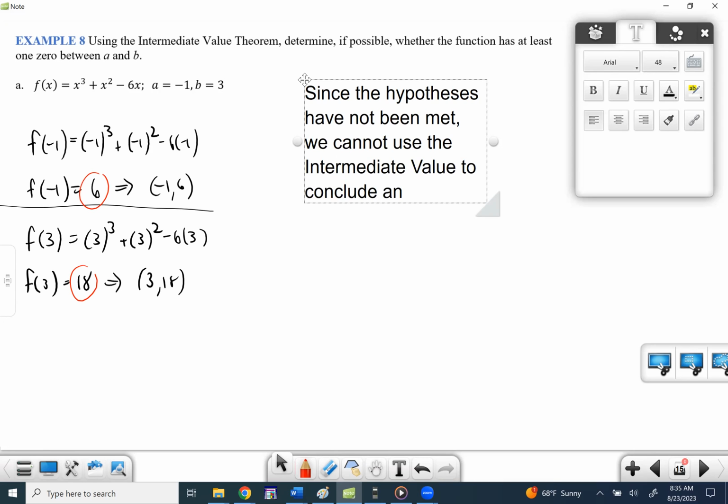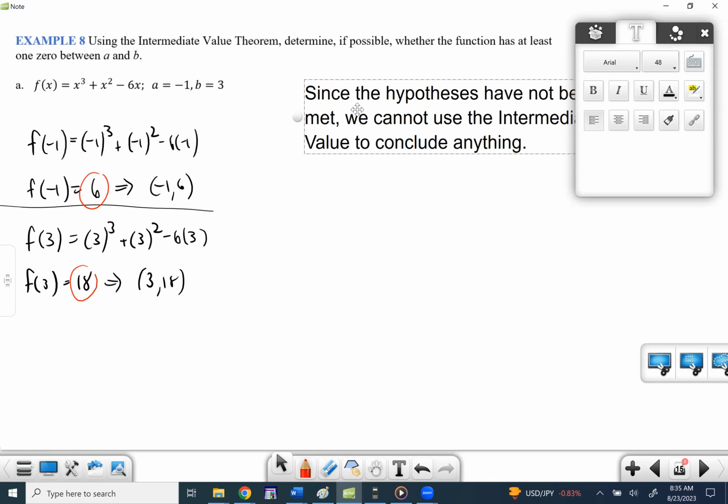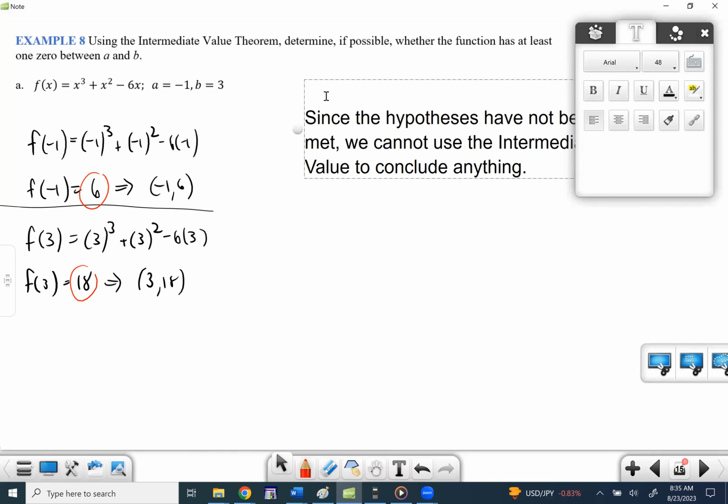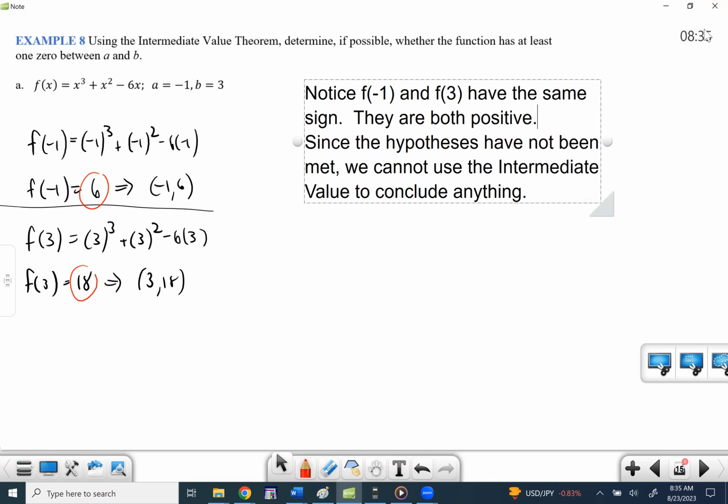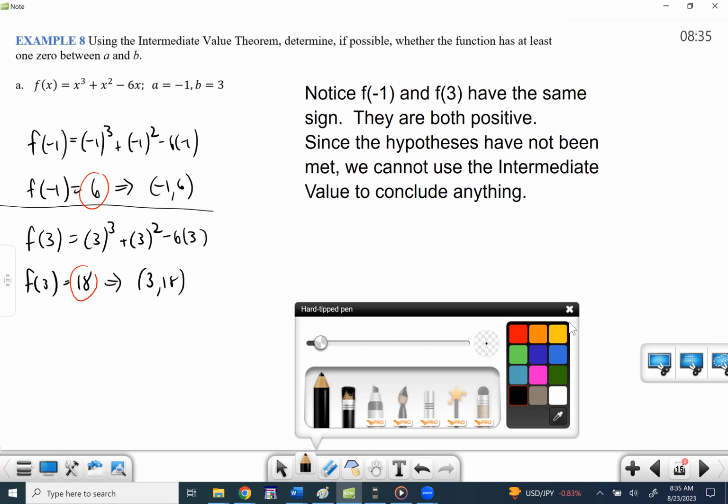Before I do that, though, let me make this a little bit larger, you guys. All right. I do want to make a comment about there being, notice f of -1 and f of 3 have the same sign. They are both positive. So since the hypotheses have not been met, we cannot use the intermediate value theorem to conclude anything. Let's go to a picture because a picture just makes all this make sense.